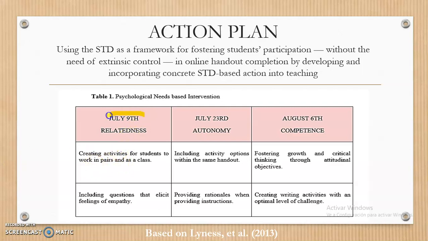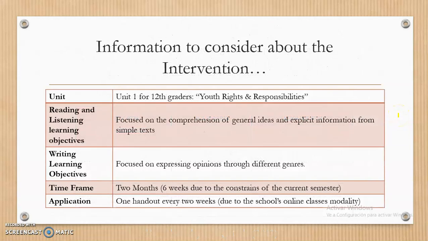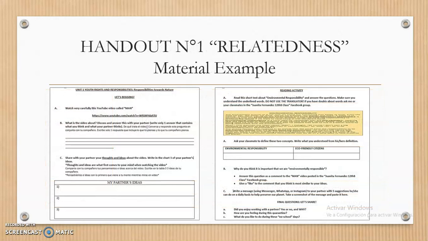As you can see here, following the rationale of Wu, 2003, each psychological need has been separated into different days in order to find out if any of them has a bigger influence over the student's participation than the others. Some important information to consider about the intervention is that it was organized around Unit 1 for 12th graders. The learning objectives respond to the ones stated in the school planning. Its time frame consists of 6 weeks, and its application consists of 1 handout every 2 weeks, hence a total of 3 non-graded handouts, 1 handout per psychological need.